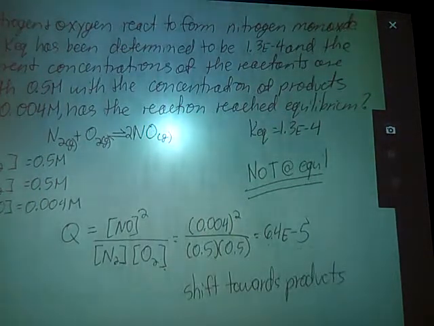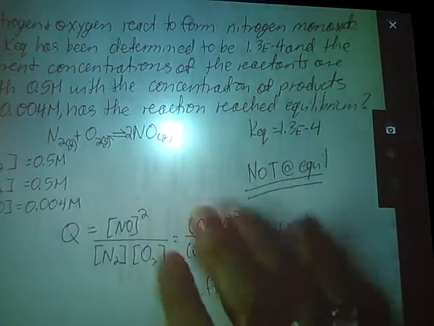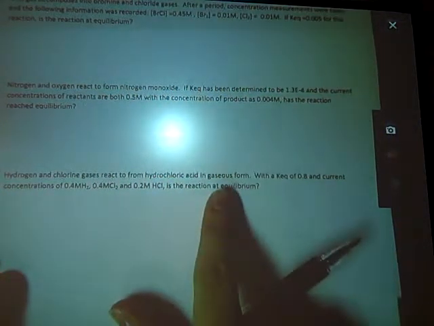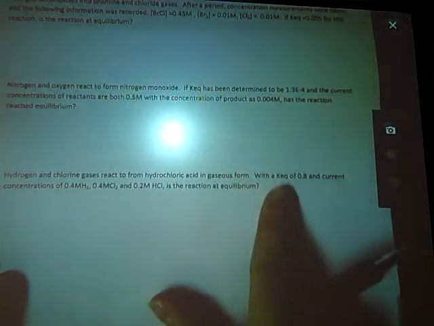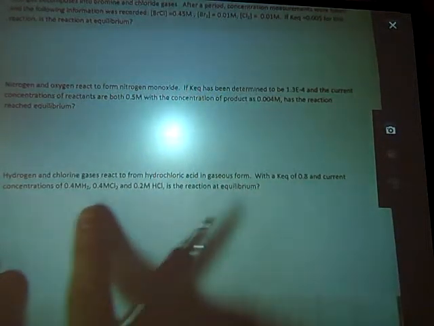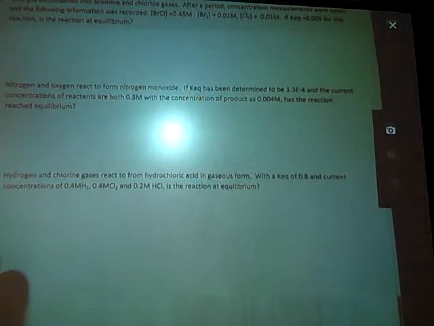Let's see if I can find another example for us to look at. Here's one. Let's say this is a practice problem off of a sheet that I give my students. We have hydrogen and chlorine gases reacting to form hydrochloric acid in gaseous form. They give us our KEQ and our current concentrations, and they want to know if we are at equilibrium.